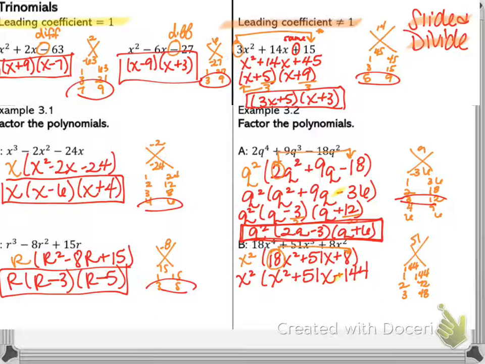Remember, I know that I'm going to be adding this time because the sign in front of my constant, which is 144, is positive. So I know I need to add to get to my values. So this is going to be 3 and 48, and they're both going to be positive to get me a positive 51. So I'm going to rewrite this. x squared times x plus 3, x plus 48. But remember, not slide and multiply, slide and divide. So let's divide by the 18 that we moved.